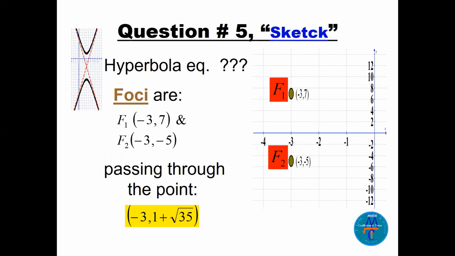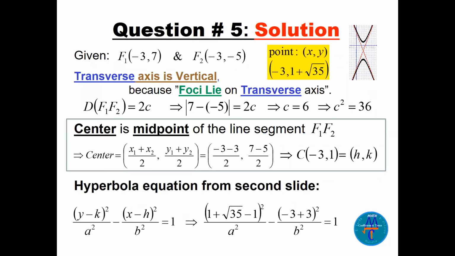Sketch it. Take the foci, just simple numbers. Minus 3, 7, put it on the graph here. See, minus 3, 7, this is F1. Minus 3, minus 5, this is F2. Now you can imagine this one, the hyperbola will be like this. See, they lie up vertical. So this is the hyperbola we have to find, passing through the point minus 3, 1 plus square root of 35. So this is the point here.